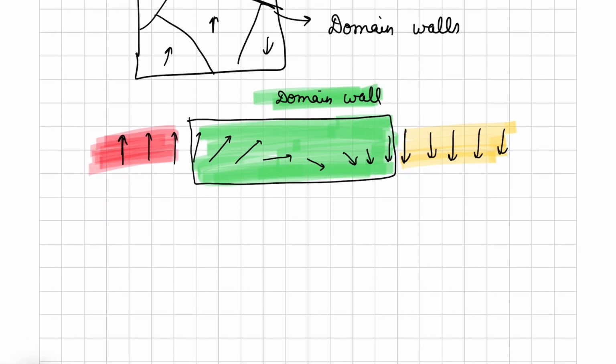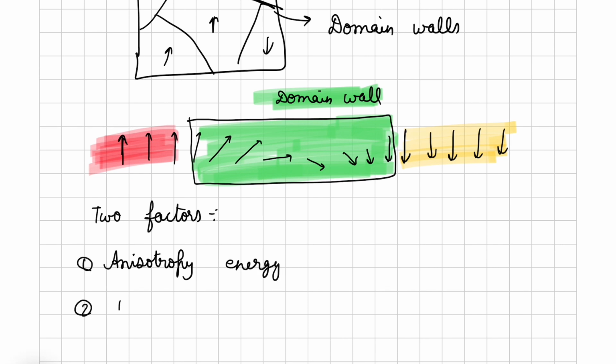So now the width of this domain wall depends on two factors. Two factors are the deciding ones. So what are those two factors? Let's say the first one is called the anisotropy energy, which we just saw, and the second one is called the exchange energy or exchange interaction. I'll just write it down: anisotropy energy or anisotropy interaction, and the second one is the exchange interaction or exchange energy.